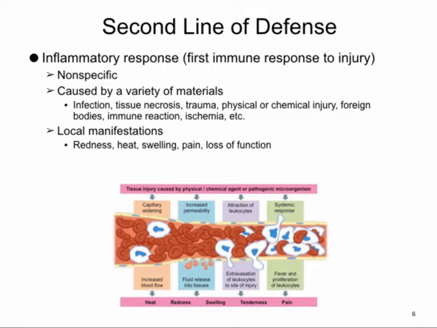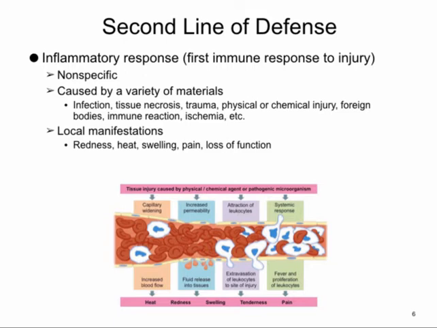Technically, the second line of defense is when the inflammatory response kicks in. It's technically the first immune response to injury, the first time the immune system is actually kicking in, besides those barriers. Remember that your first line of defense, your innate immune system and inflammatory response, are non-specific, meaning they're not targeting a certain virus or a certain bacteria. That's your adaptive immune response, which is very specific. It's caused by a variety of different mediators or materials.